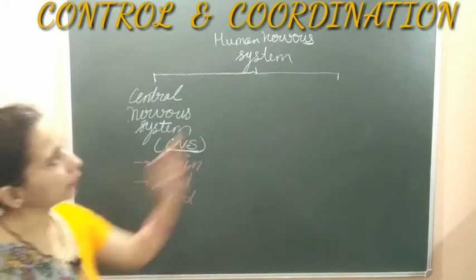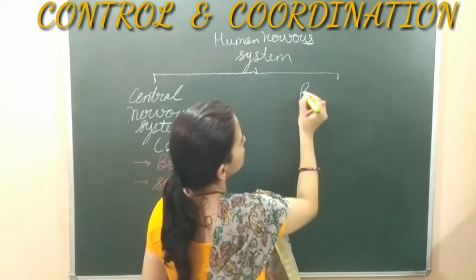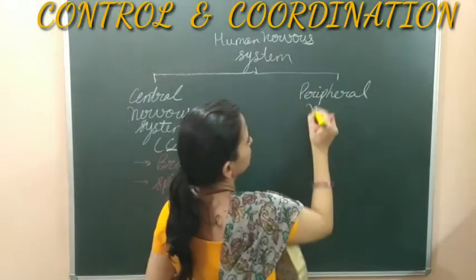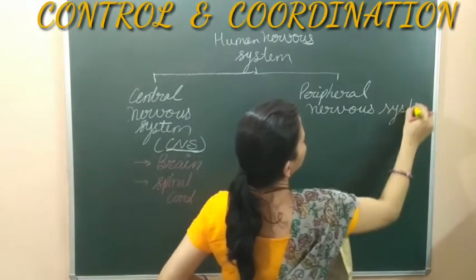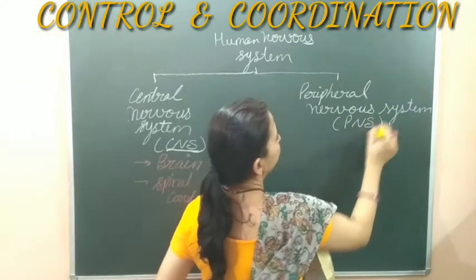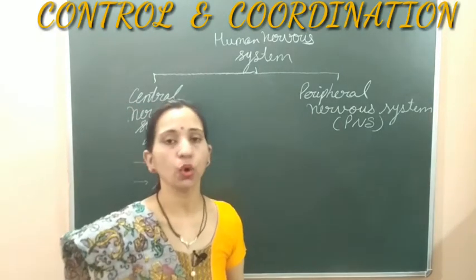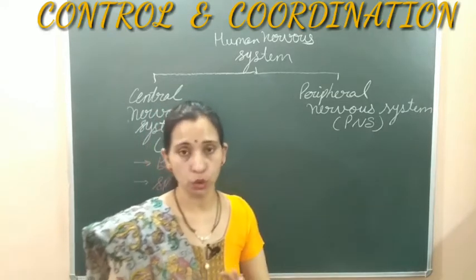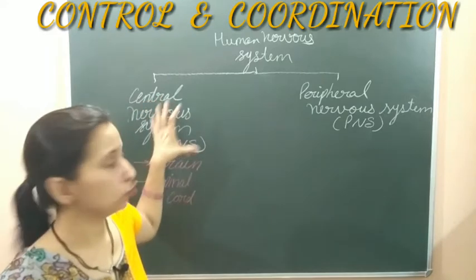After that, the second part of the human nervous system is known as the peripheral nervous system. In short, it is known as PNS, meaning peripheral nervous system. And this peripheral nervous system consists of all the nerves which arise from the brain as well as from the spinal cord. इस PNS के अंदर, this is the main part of the nervous system जो सारी controlling कर रहा है.